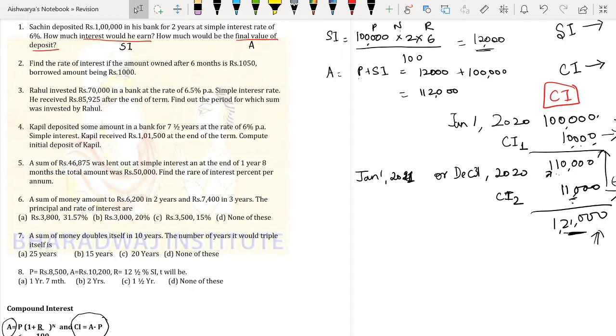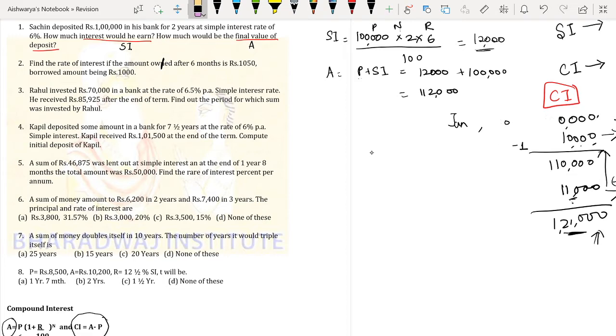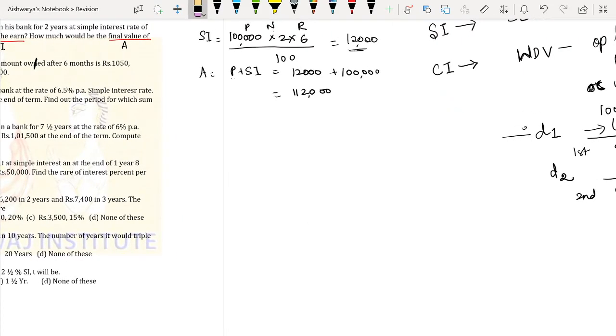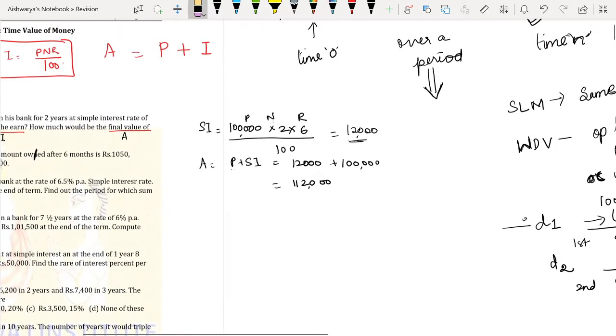Find the rate of interest if the amount owed after 6 months is rupees 1,050, borrowed amount being rupees 1,000. Can I just erase all these things so that we have some space for the solutions? You please copy down whatever we are doing now.